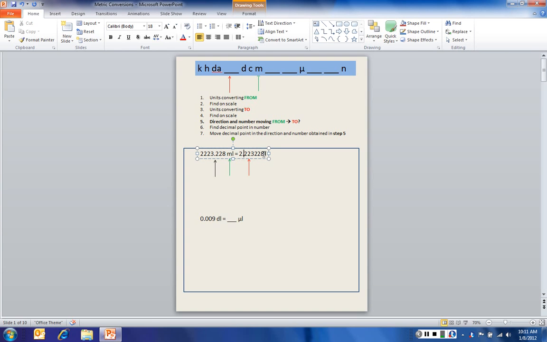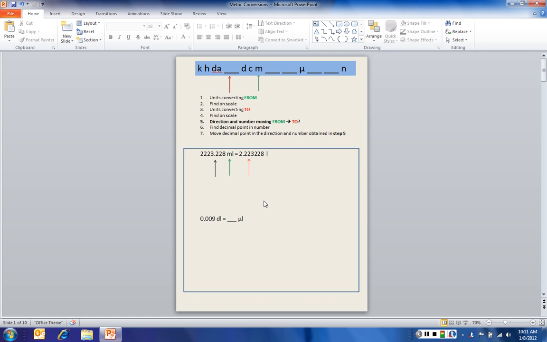2.223228 liters. Okay, so it's just as simple as that. All you've got to do is find the unit you're converting from, find that on the scale, figure out the unit you're converting to, find that on the scale, indicate the direction, to the left or to the right, and how many units you moved, and move the decimal point that many. So let me run through a couple more.